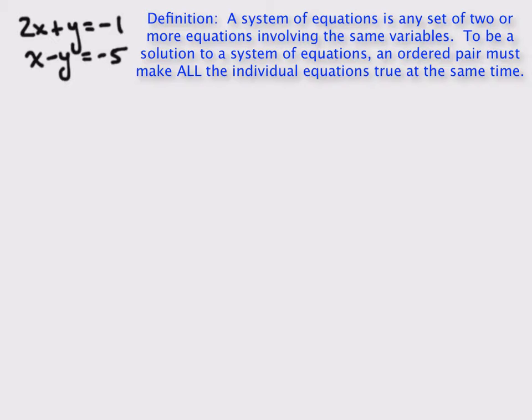So here's an example of a system of equations. 2x + y = -1, and x - y = -5. It's kind of like there's an "and" in between them. Remember, to be a solution, you've got to make both of these true at the same time. That is, we're looking for an ordered pair, x comma y, such that when we substitute those values in for x and y, both equations are made true. Well, we know how to represent all the ordered pairs that are solutions to the first equation. That's just going to be a graph of a line. So let's go ahead and graph it.